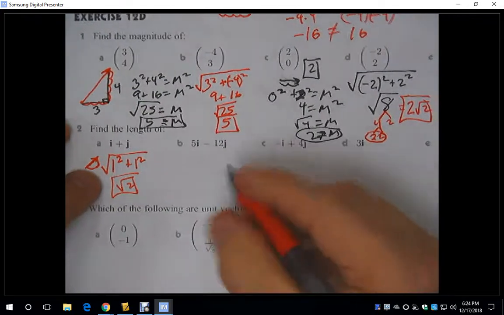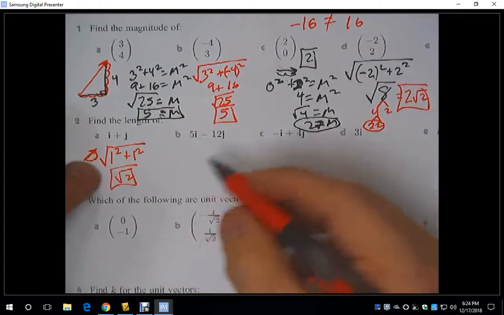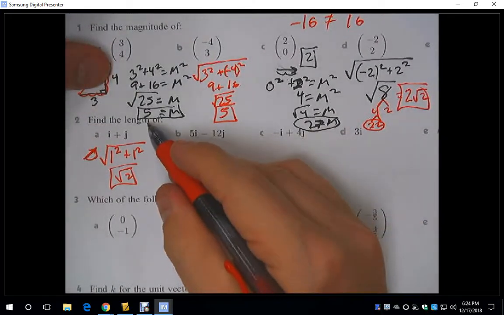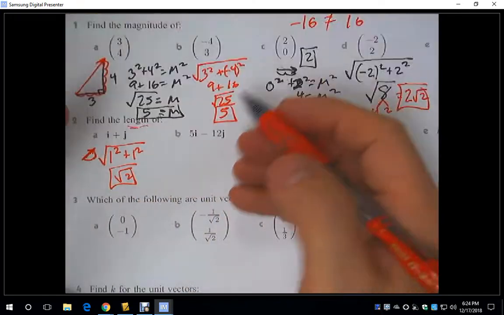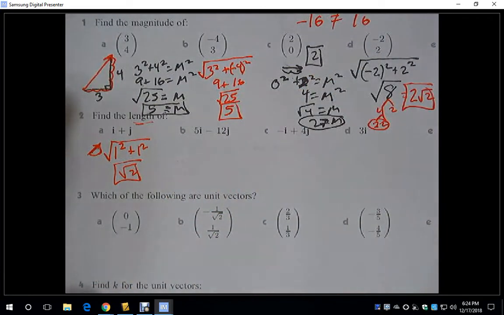So I think you have a good idea of how to find the magnitude or the length. It's the same concept. We're just finding the size of the vector.